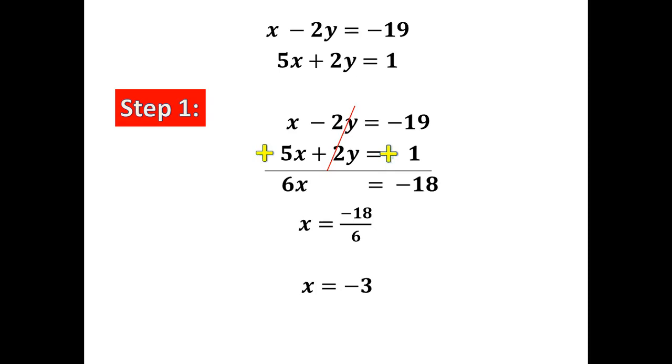Now, is that the end of our solving? Of course not. With this value, we are going to choose any one of the two original equations. That's anyone from up you choose, and then substitute and solve the next one.